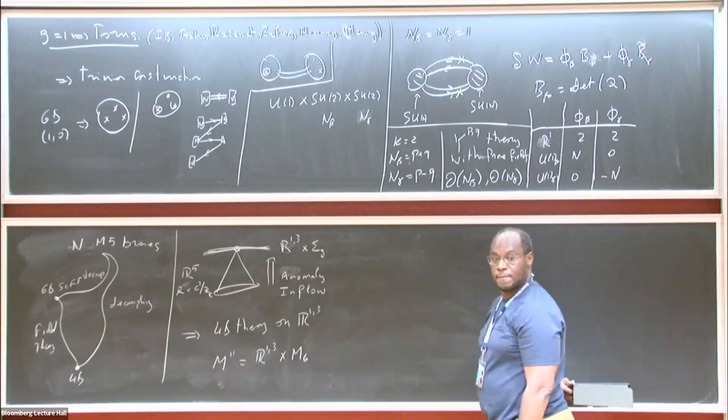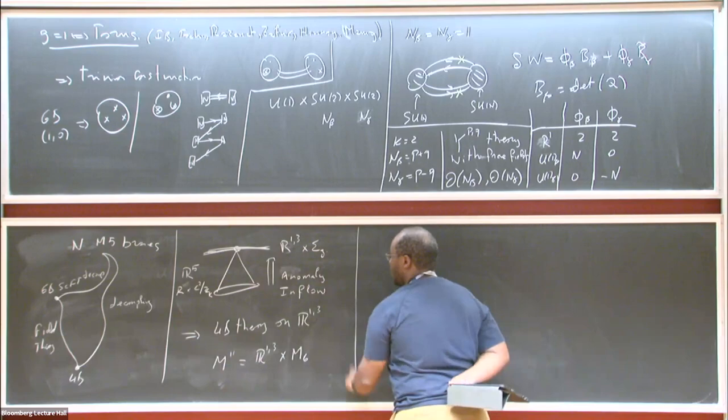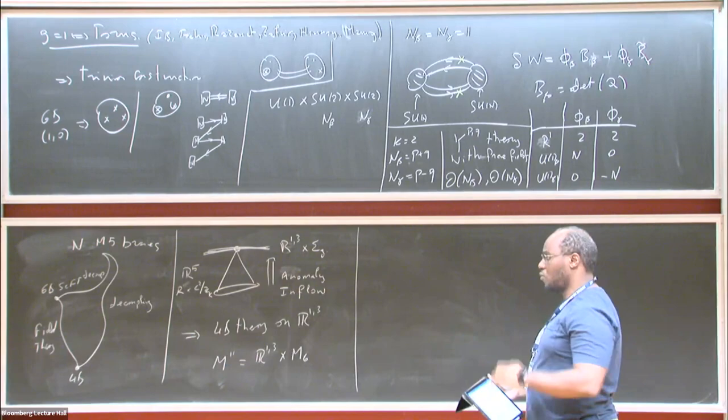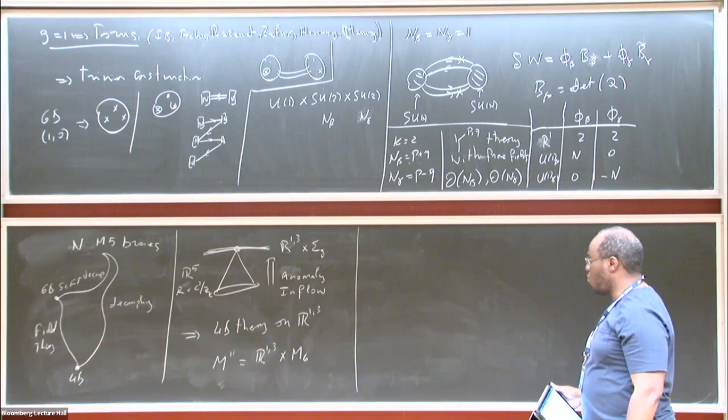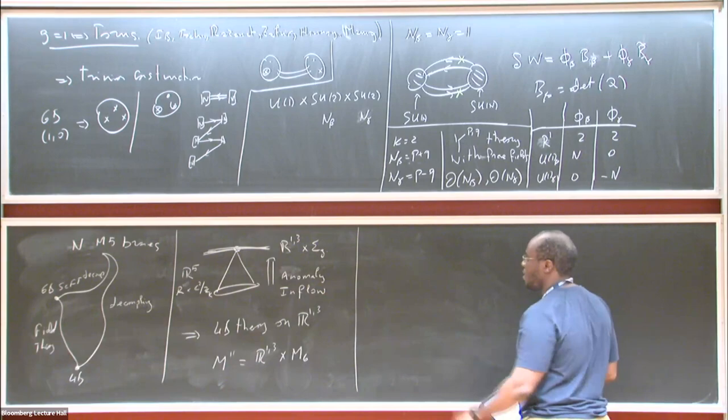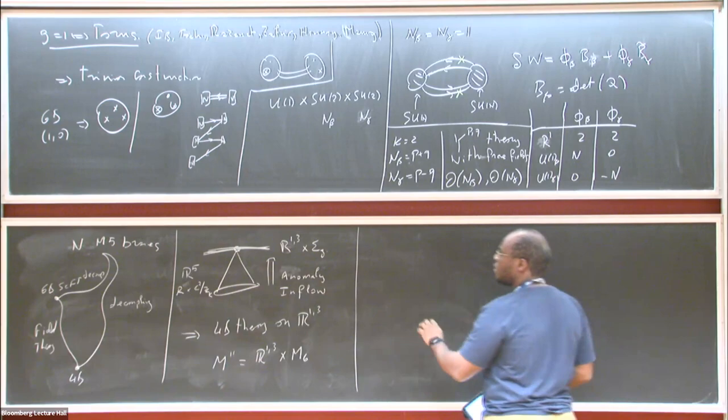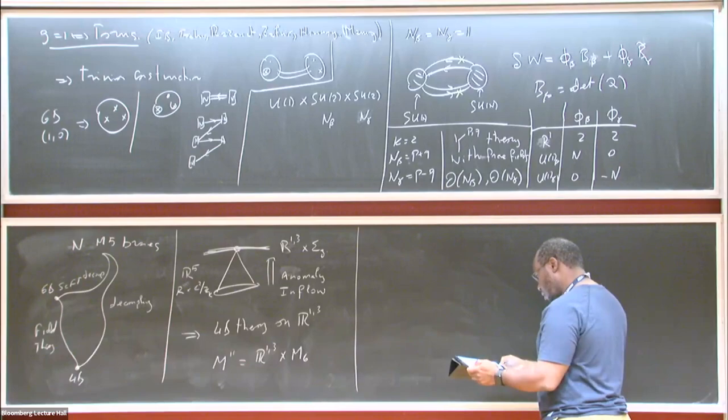Okay. So the problem of having a system of branes and then trying to do anomaly inflow onto those branes has been discussed in a series of papers of myself, Federico. Let me provide more detail, then I can give a citation. So let me give the answer first.